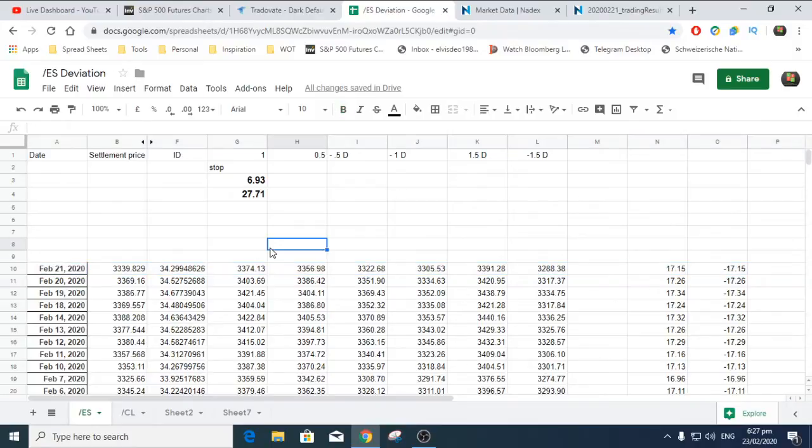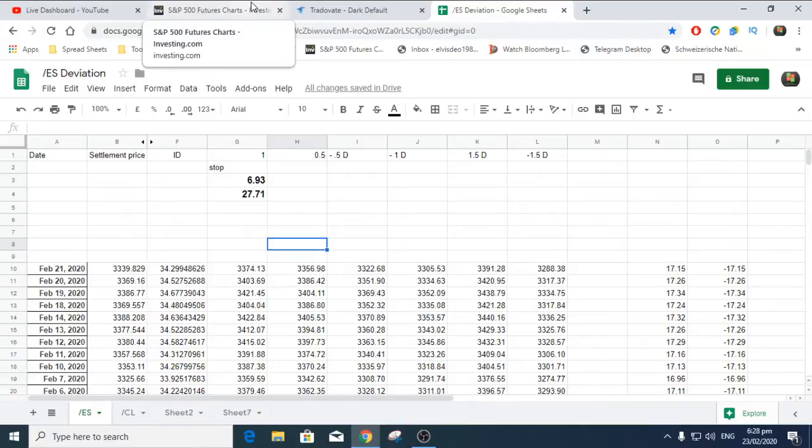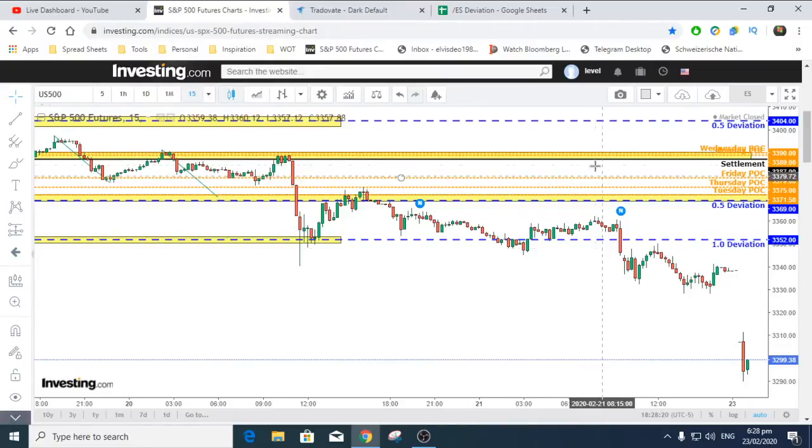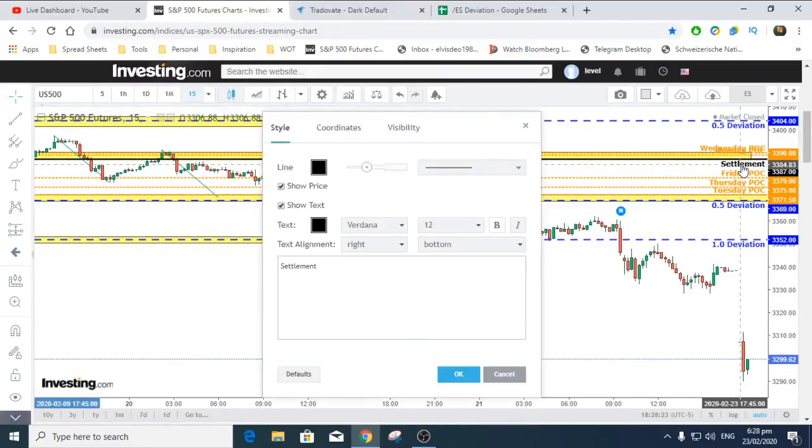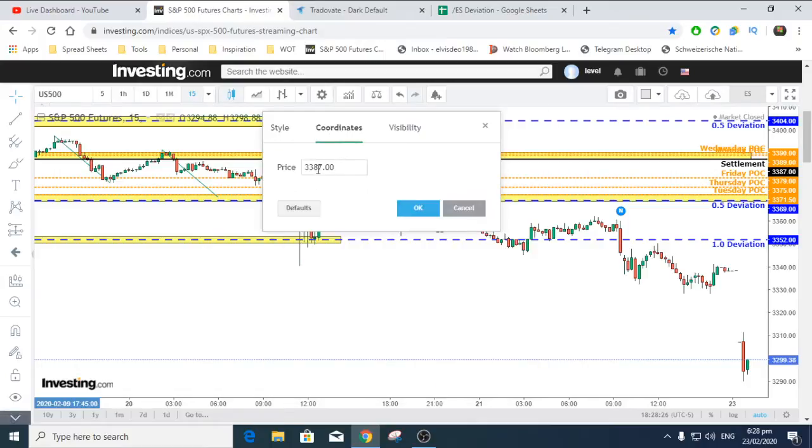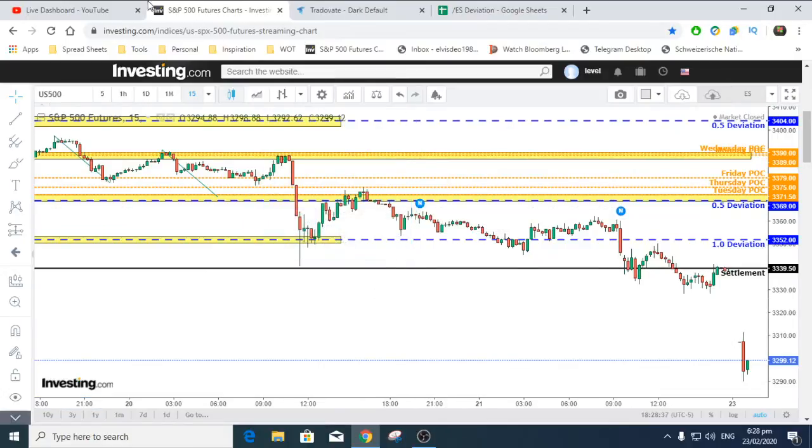Alright. You can see where that bounce came off the 1.5 deviation, like the expected move, which is more or less an equal move from Friday. Alright, so let's start listing out our closes. See close there.